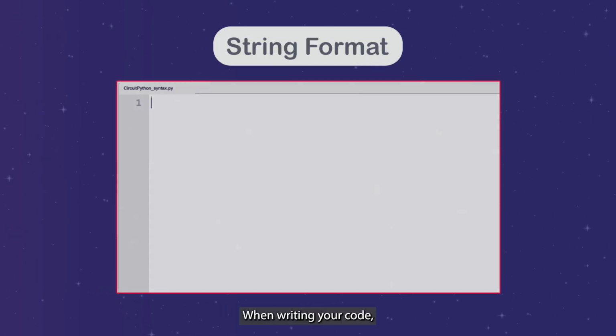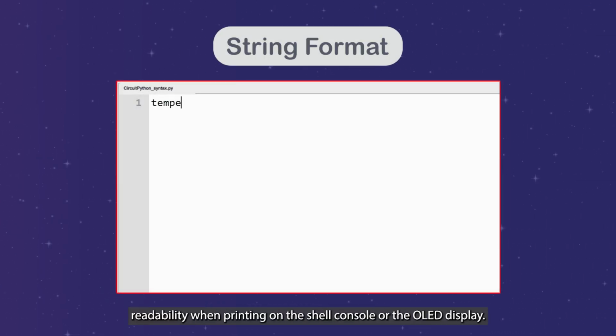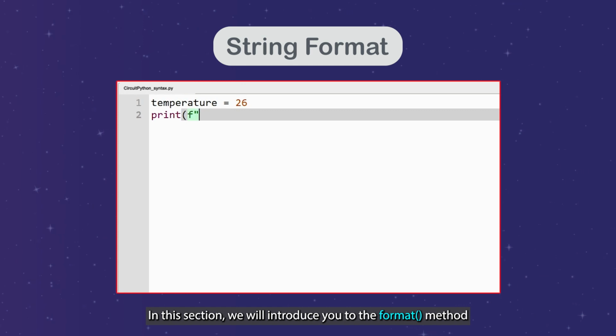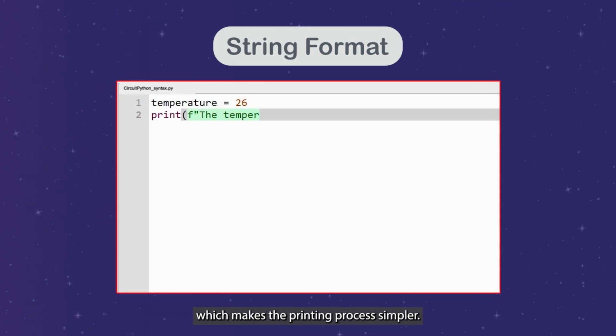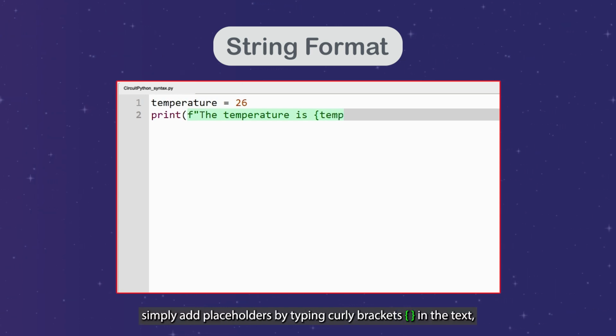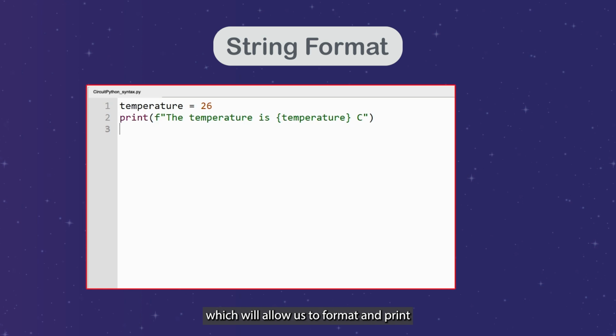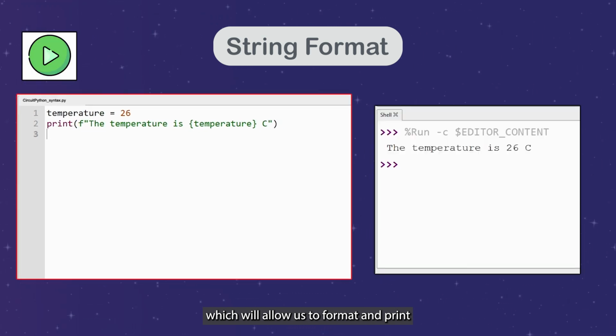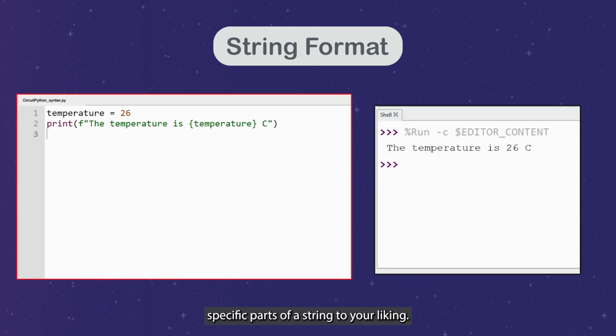When writing your code, it's important to maintain data readability when printing on the shell console or the OLED display. In this section, we will introduce you to the format method, which makes the printing process simpler. To control the values, simply add placeholders by typing curly brackets in the text, which will allow us to format and print specific parts of a string to your liking.